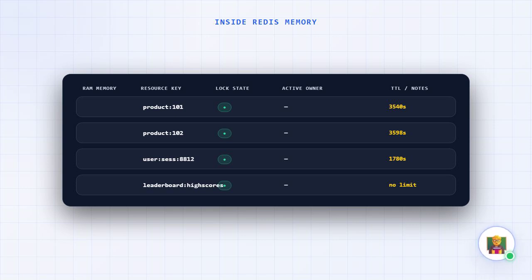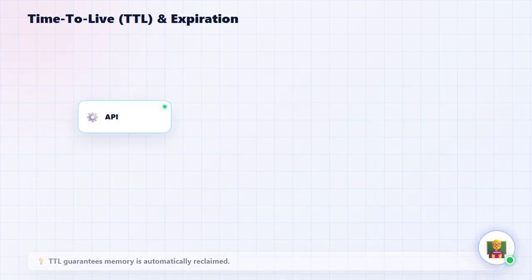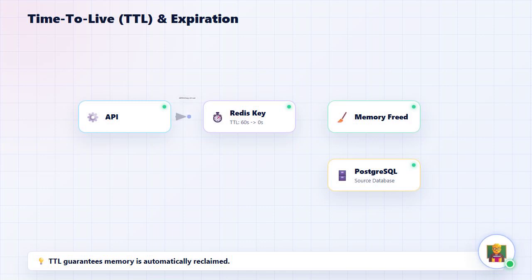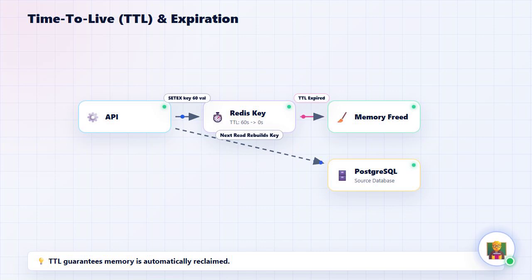But if everything stays in memory forever, won't RAM eventually run out? Redis solves this with expiration times called TTL, or time to live. Every cached value can carry a countdown timer. When the timer reaches 0, Redis automatically removes that key and frees the memory. Fresh requests simply recreate the value when needed. But deleting data too aggressively creates another production problem that catches many engineers by surprise.